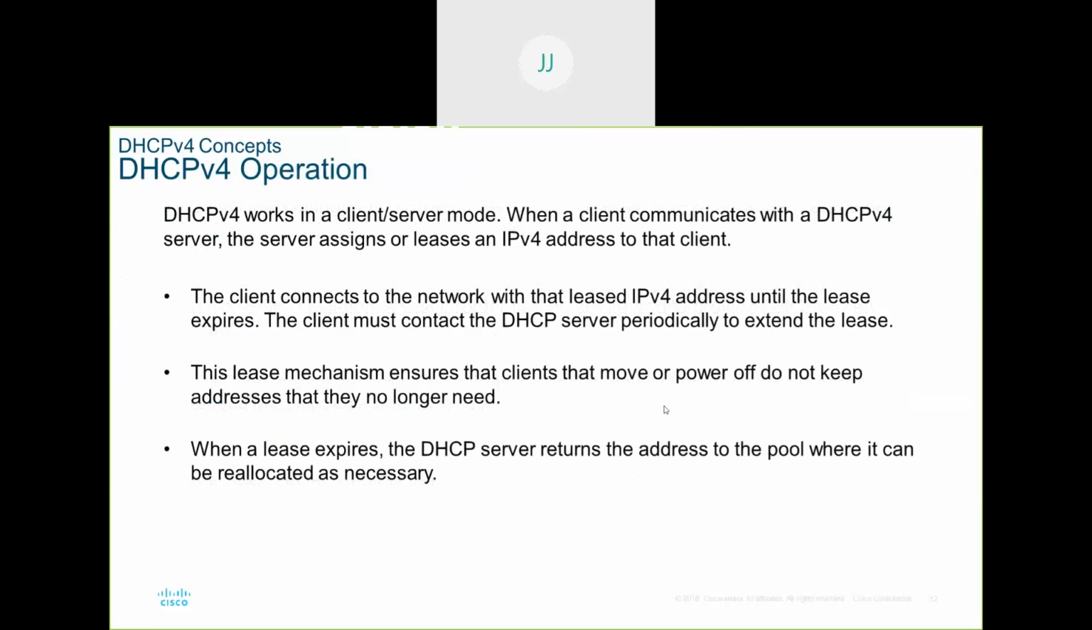DHCP works in a client-server mode. The client connects to the network with the leased IP address and periodically contacts the server to extend the lease. The lease mechanism ensures that when a machine is powered off or is no longer on the network, for instance, if you connected with a cell phone or a laptop, that IP address will be returned to the pool for other hosts to use.